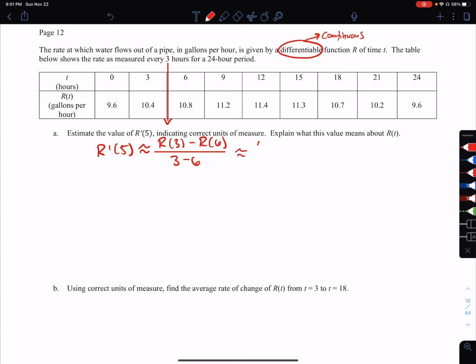R of 3 is 10.4. R of 6 is 10.8. 3 minus 6 is negative 3. This is going to give us negative 0.4 over negative 3. You can leave it like that. This is 0.133.